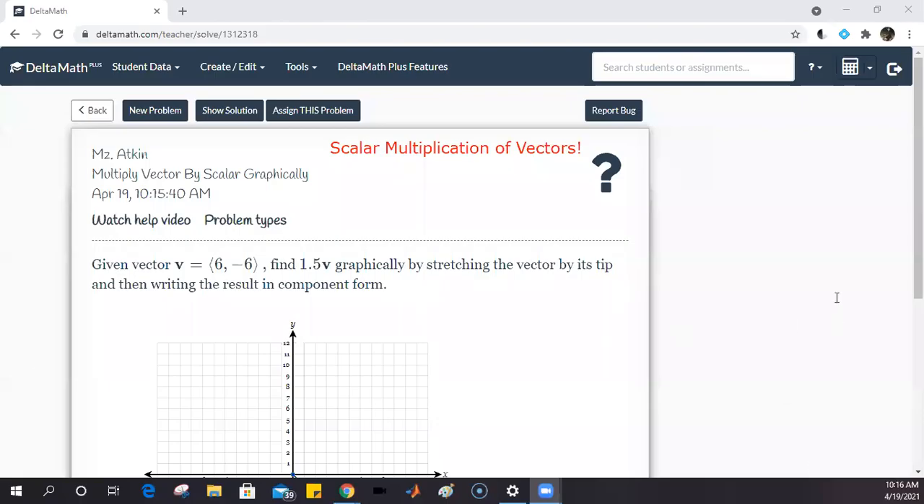What's up, scholars? Today we're talking about scalar multiplication of vectors. We talked a lot about vectors last time, so we're going to just jump right into some delightful examples.